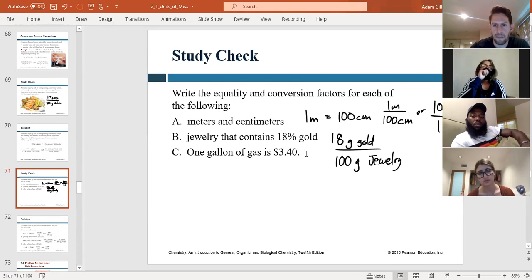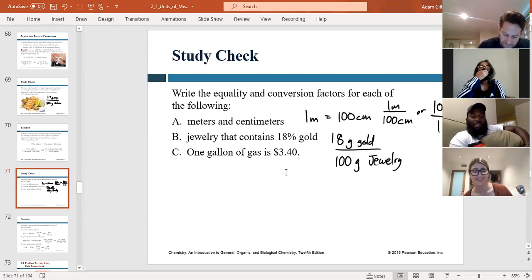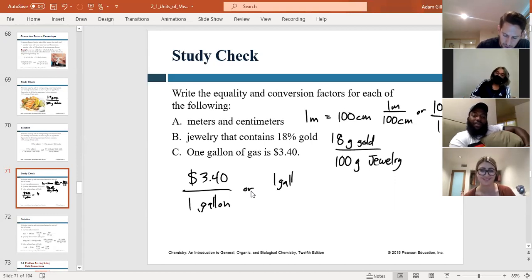And 1 gallon of gas is $3.40. That's better than what we are paying now. This is probably the accurate price when the book came out. So it's going to be $3.40 per 1 gallon. Or you can write it the other way, 1 gallon per $3.40.